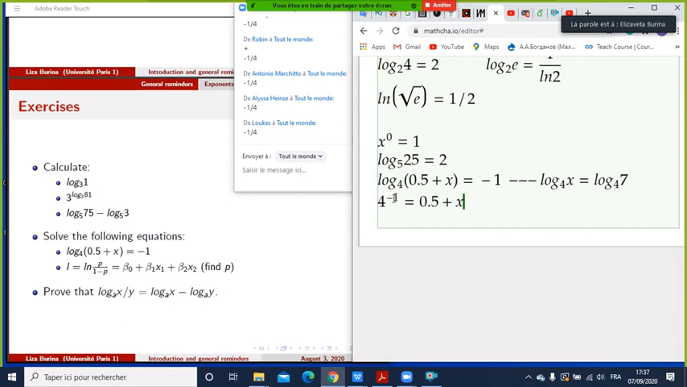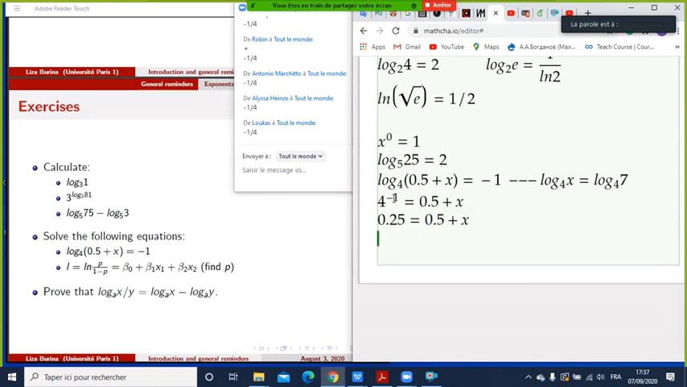Now, 4 to the power of minus 1 is 1 over 4, or I can write it 0.25. 0.25 is equal to 0.5 plus x. x is equal to minus 0.25. Minus 1 over 4, as you all correctly mentioned.